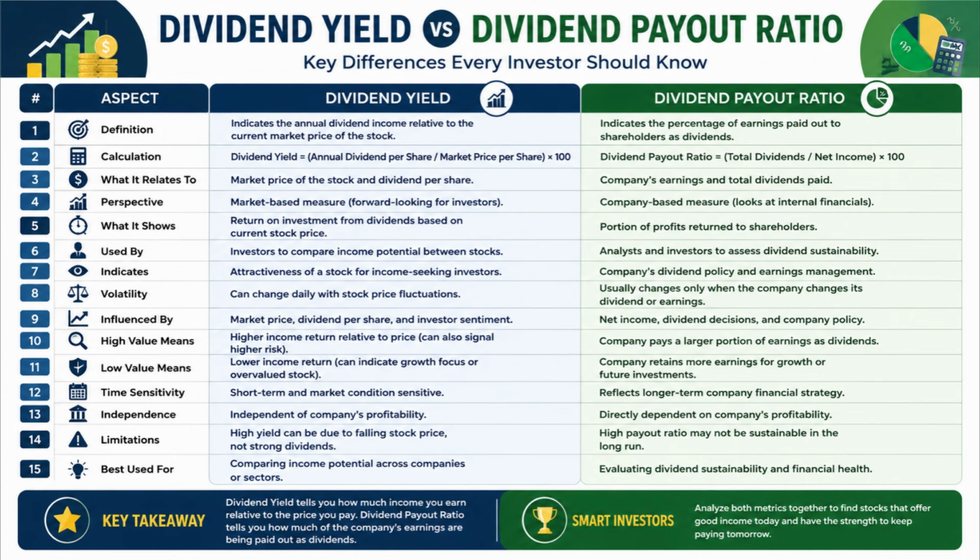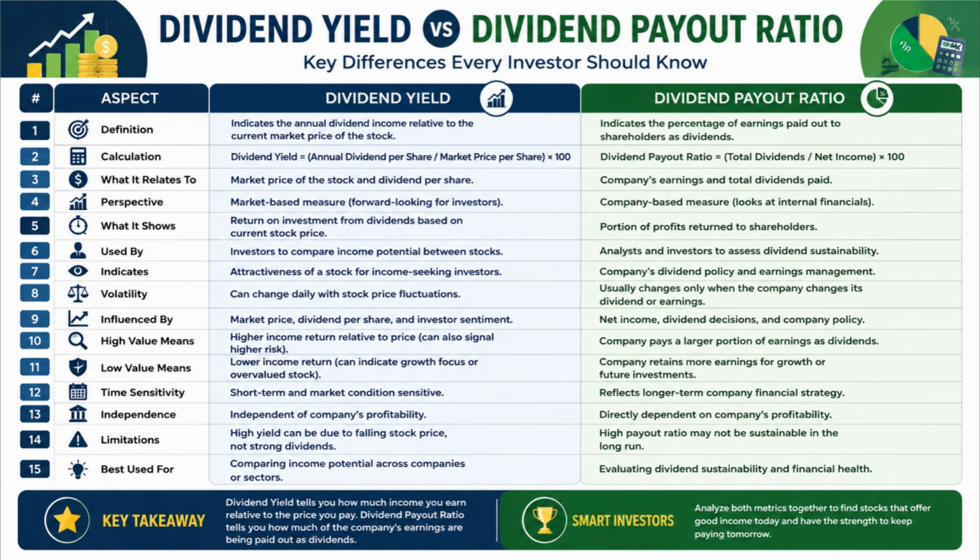Number 12. Dividend yield is more sensitive to short-term market conditions, whereas dividend payout ratio reflects the company's longer-term financial strategy. Number 13. Dividend yield can exist independently of company profitability if dividends continue to be paid, whereas dividend payout ratio is directly dependent on the company's earnings and profitability.